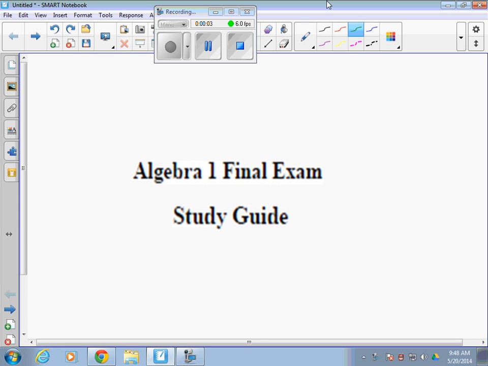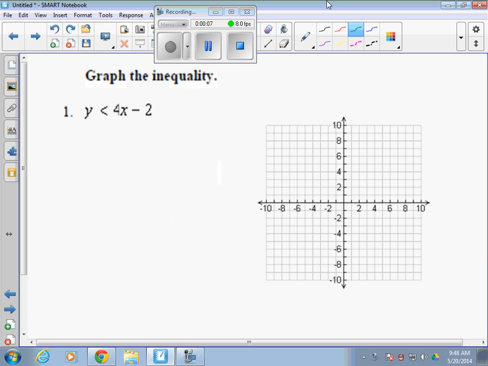The Algebra 1 Final Exam Study Guide. Number 1 asks you to graph the inequality y is less than 4x minus 2.